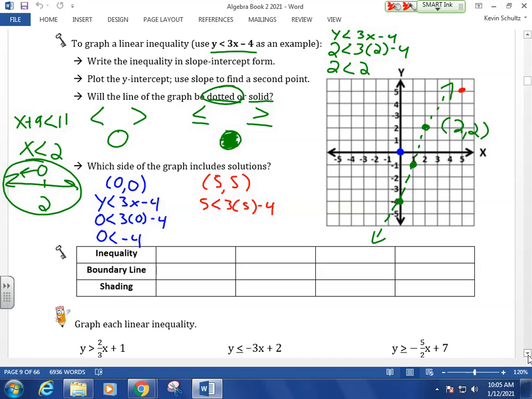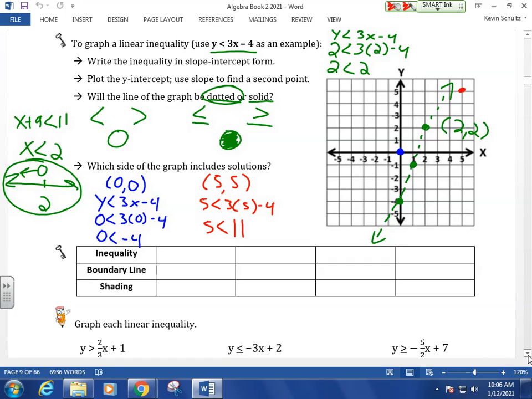We get 5 is less than 3 times 5 minus 4. What does that right side simplify to be? 11. Is 5 less than 11? Last time I checked, it was. Okay. So because that red ordered pair works, and it's on that bottom right side of the line that we graphed, every other ordered pair on that side of the line is also going to work.